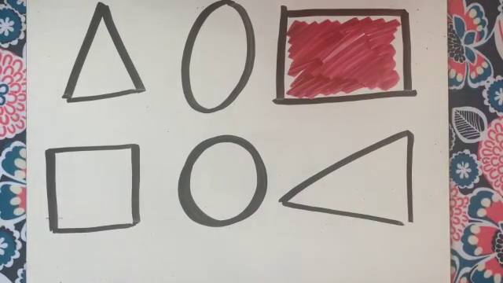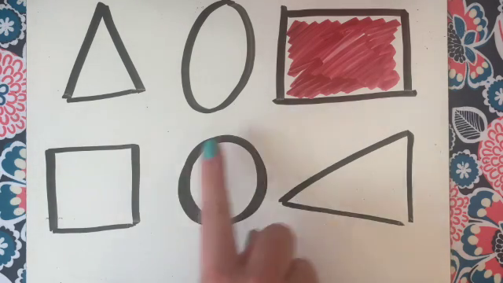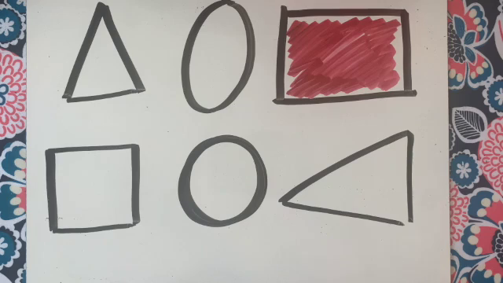Okay, let's come down to this shape. I'm going to count the sides. 1, 2, 3. This is not a rectangle. Next, I've got a shape with one long continuous side. That's not a rectangle either.